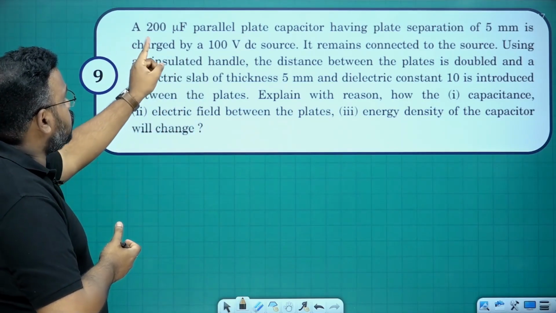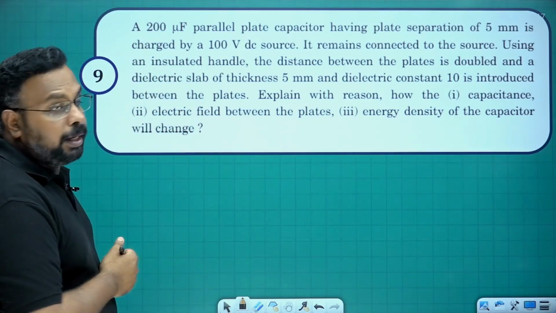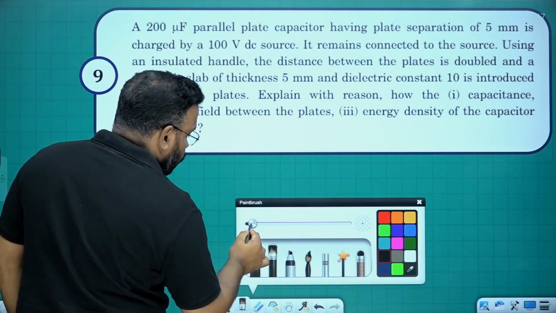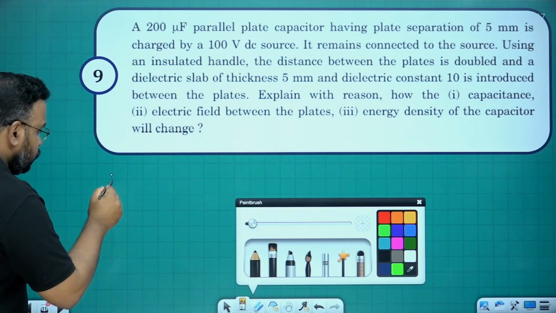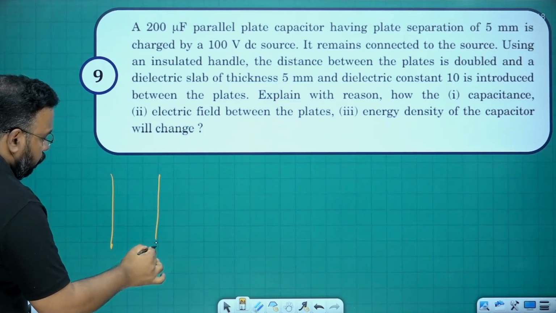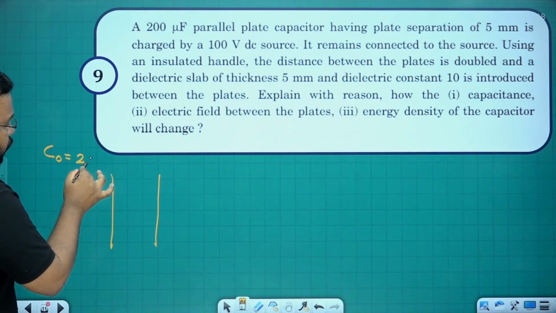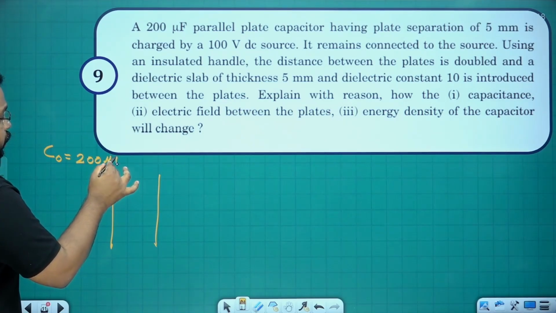So let's check. What is the initial capacitance? It's a 200 microfarad parallel plate capacitor. So let me show it. There is a parallel plate capacitor. Let it be the parallel plate capacitor. So I am writing it as C naught, the initial capacitance. It is given as 200 microfarad.